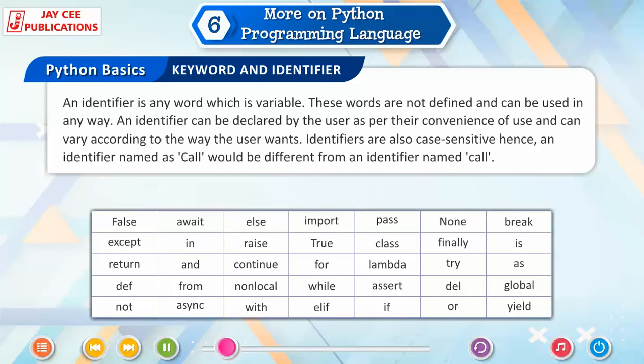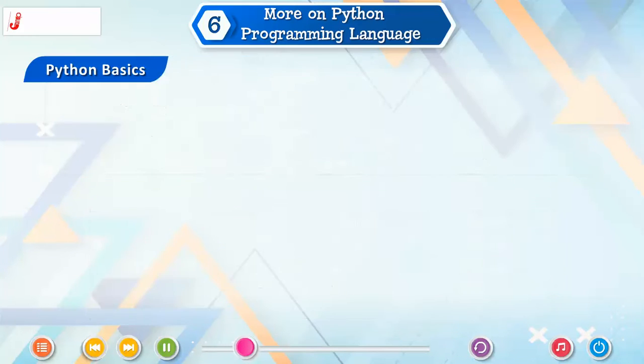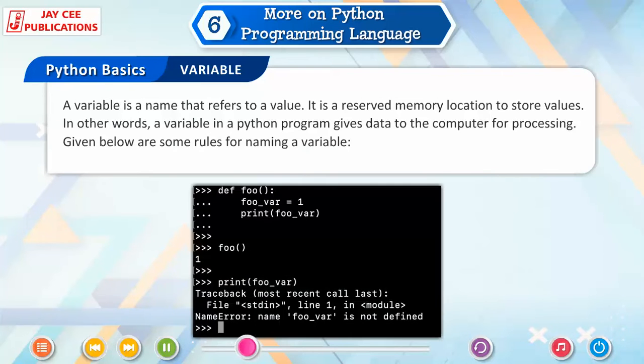An identifier is any word which is a variable. These words are not predefined and can be used in any way. An identifier can be declared by the user as per their convenience of use and can vary according to the way the user wants. Identifiers are also case sensitive. Hence, an identifier named Call would be different from an identifier named call. Variable. A variable is a name that refers to a value. It is a reserved memory location to store values. In other words, a variable in a Python program gives data to the computer for processing.